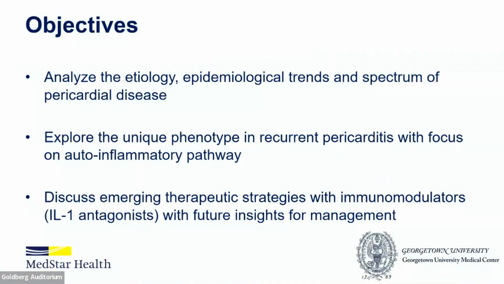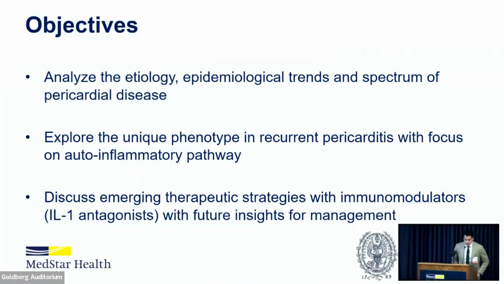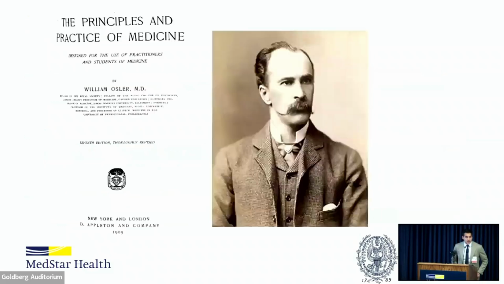We'll be talking a little bit about some trends in epidemiology, exploring the phenotypes of the various patients with acute and recurrent pericarditis, and then talk about the autoinflammatory pathway. And then finally discuss some emerging therapeutic strategies, especially with immunomodulators, and what the future holds for this very, very old disease, and why we are learning so much about it now.